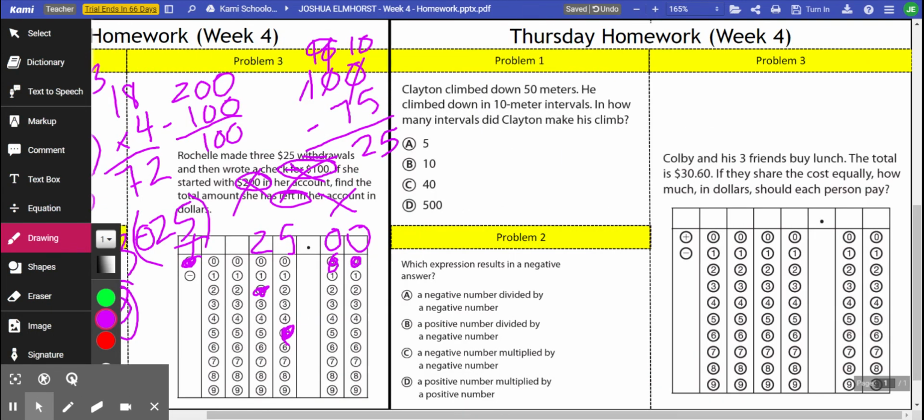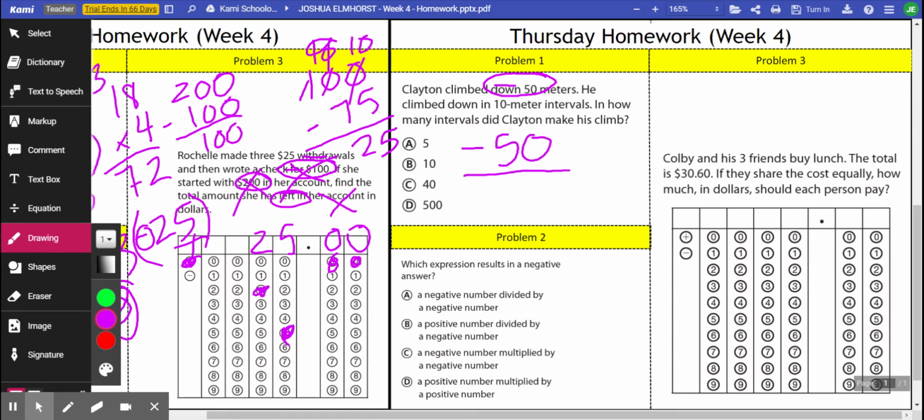And you're back to Thursday's homework for week 4. We're almost done here. So looking at problem 1, Clayton climbed down 50 meters. Then he climbed down in 10-meter intervals. In how many intervals did Clayton make his climb? Okay, so he climbed down 50 meters. So that's your total. So we got negative 50. Climbing down is going to be negative.